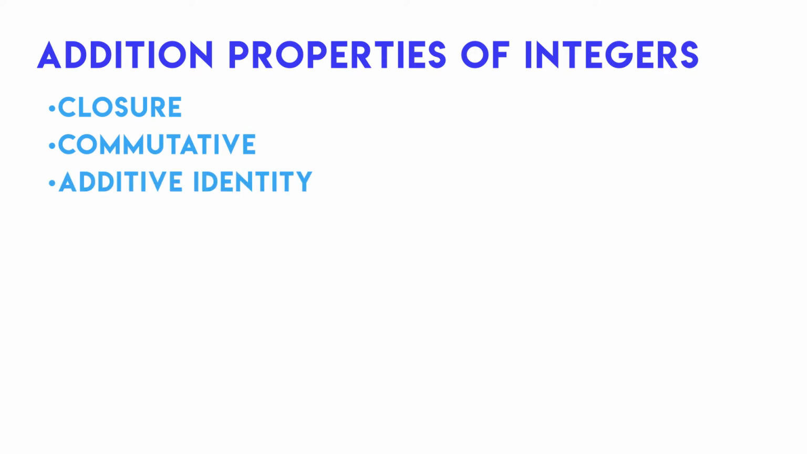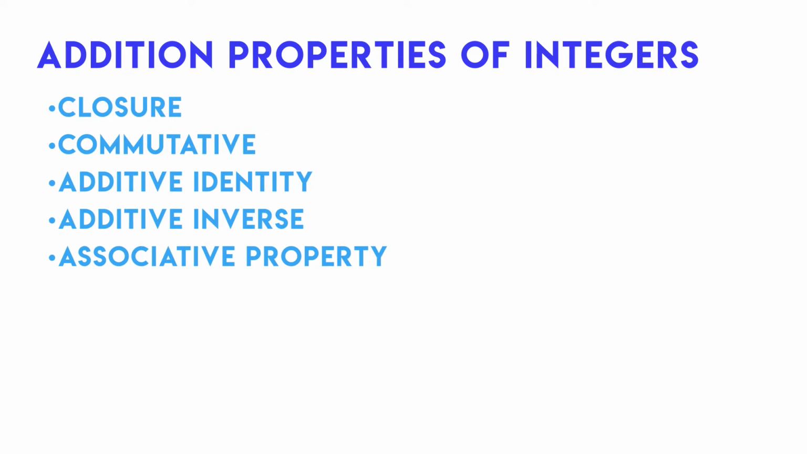When two or more integers are added together, they showcase certain properties. These properties are closure, commutative, additive identity, additive inverse, and associative property.